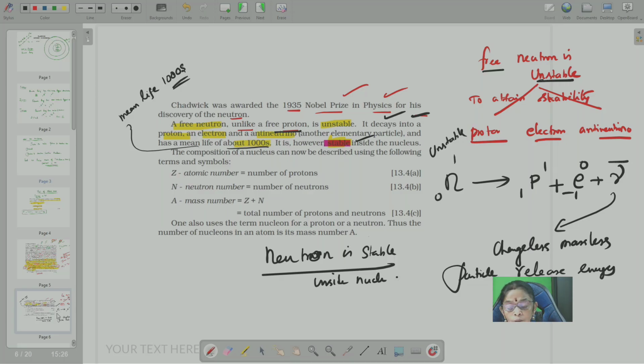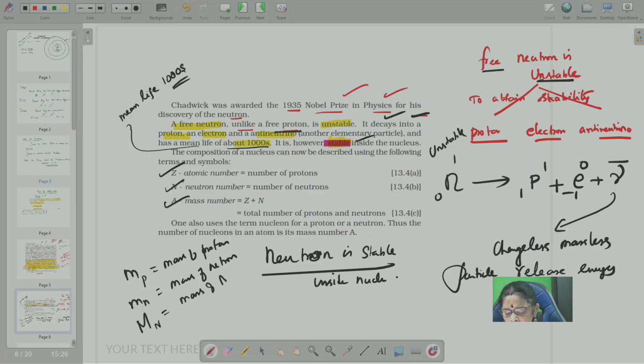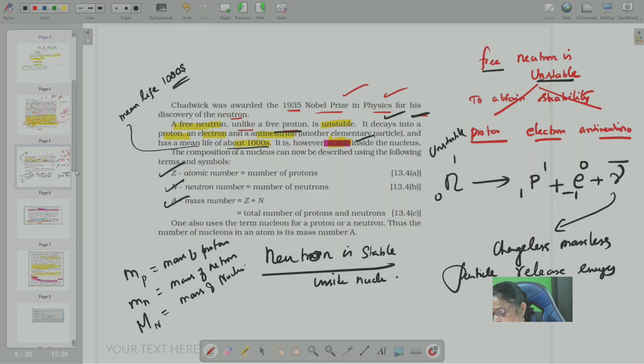We know that Z is the symbol for atomic number, N is the number of neutrons, and A is the mass number. Mp is the mass of the proton, Mn is the mass of the neutron, and capital M is the mass of the nucleus. All these are just symbols. So now let us go to the next one.